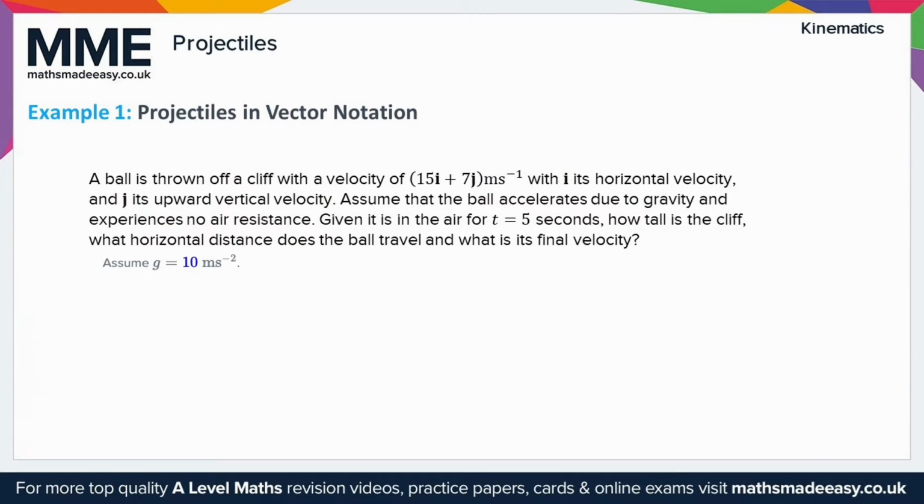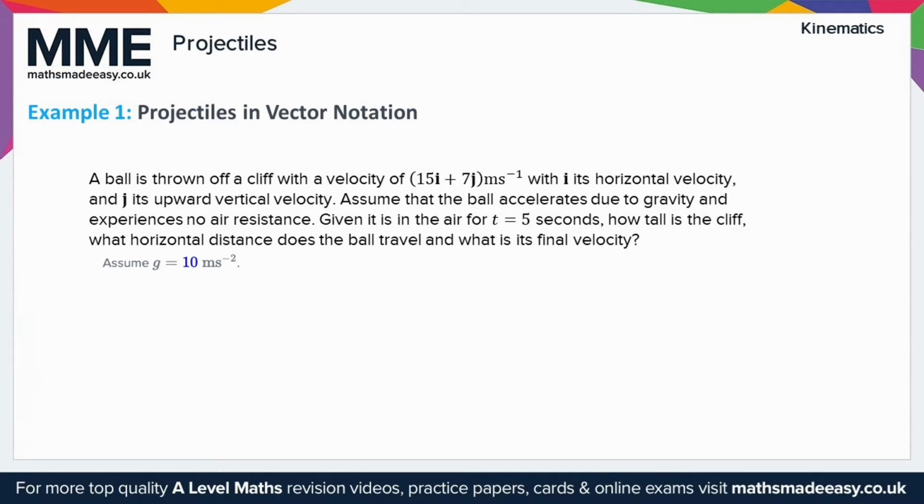So a ball is thrown off a cliff with a velocity of 15i plus 7j meters per second. i is the horizontal velocity, so how fast it's travelling across and in what direction. j is its vertical velocity, so how fast it's travelling up and down. The ball accelerates due to gravity and experiences no air resistance.